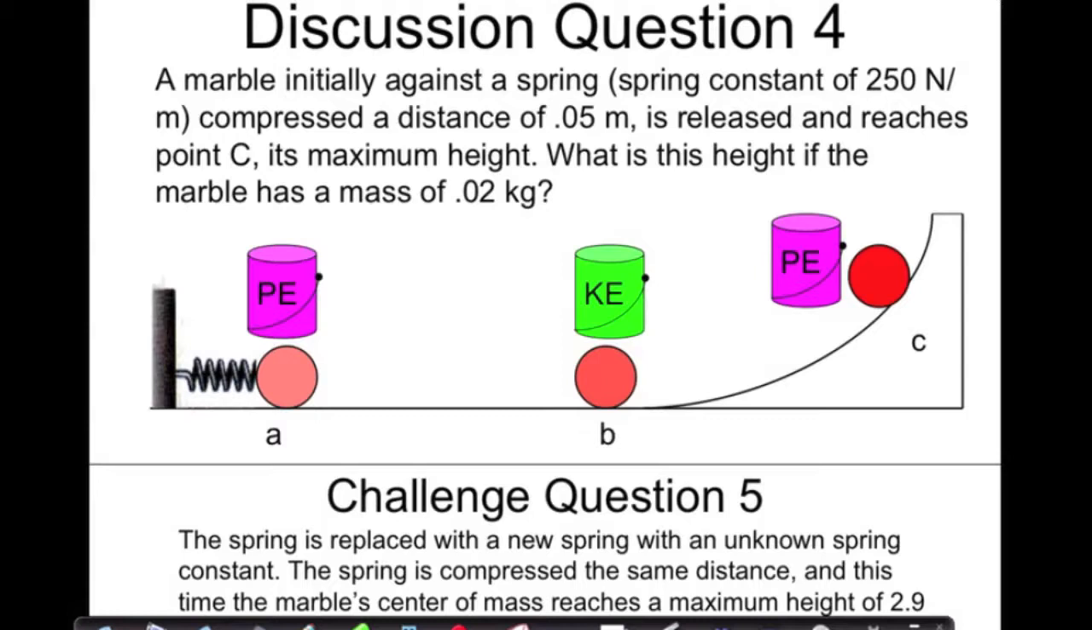The challenge question to follow that is going to be a new spring placed in this same scenario, but we don't know its spring constant. We know that it's compressed the same distance of 0.05 meters. And we know this time it reaches a max height of 2.9 meters. What is the spring constant k of the new spring? Go ahead and pause the video and try discussion question 4 on your own first, and then continue watching for the solution.